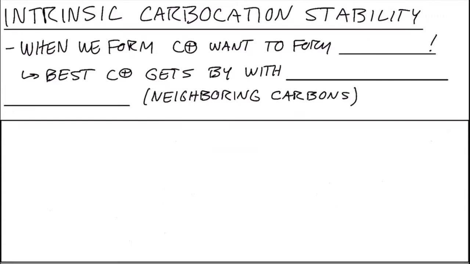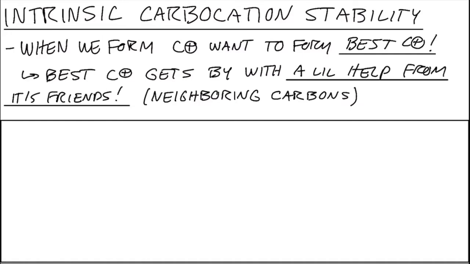So when we form a carbocation for the first time, we want to do it right the first time. Essentially, we want to form the absolute best carbocation that we possibly can. So what does it mean to be the best carbocation? We're going to explain that in a little more depth in a second. But for now, suffice it to say that the best types of carbocations may be unstable, but they get by with a little help from their friends.